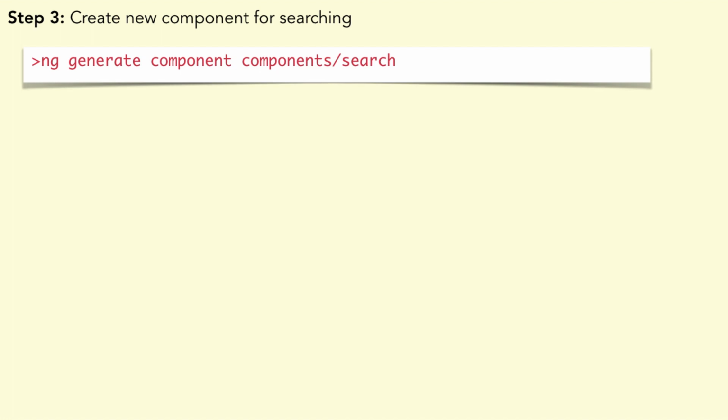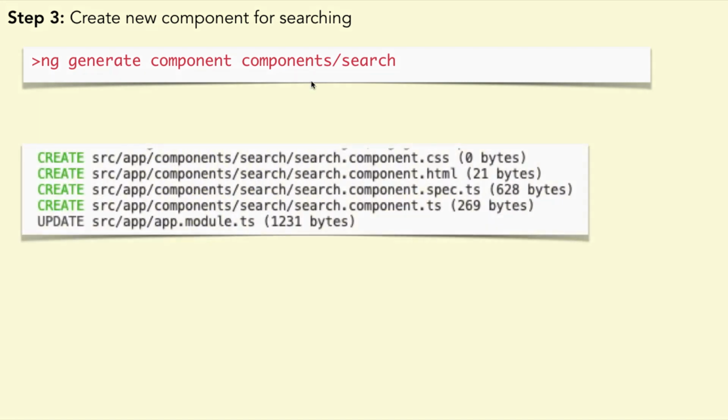And step 3 is to create a new component for searching. We're going to make use of the Angular CLI to create a new component, ng generate component and the component name. We're going to keep all the components in a dedicated folder, components. This will generate the necessary files: the CSS file, HTML file, spec file, and the TS file. It also updates the app.module.ts file.